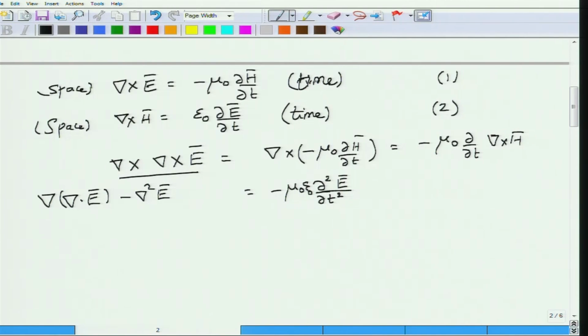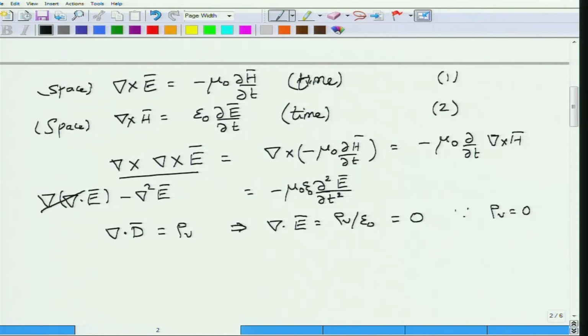Now is there any way to further simplify this equation? We have assumed that there are no free charges in the region we are considering the wave propagation. So del dot D is equal to rho v, and D is equal to epsilon 0 into E. This implies del dot E is equal to rho v by epsilon 0, but this is actually equal to 0 since rho v is equal to 0. So we have no free charges in the region where waves are propagating. Therefore, divergence of electric field will be equal to 0, and gradient of 0 is also 0. So this term can be removed.